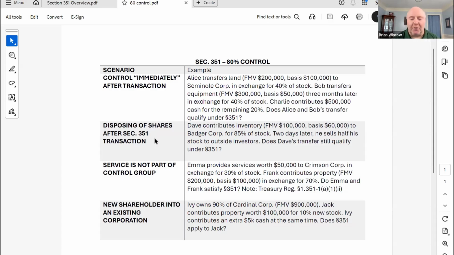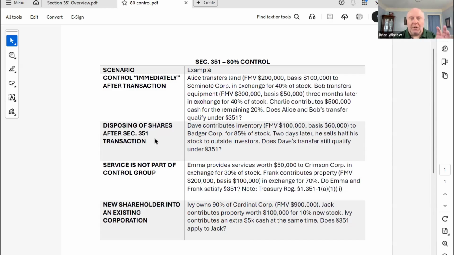Right? So if we look at this example, Dave contributes inventory, fair market value of 100,000, basis of 40,000. So when I'm looking at that, I am seeing a realized gain of $40,000. So Dave contributes inventory. It has a realized gain of 40,000 to Badger Corporation for 85% of the stock. 2 days later, he sells half his stock to outside investors. Does Dave's transfer still qualify under Section 351? Well, Dave met 351, property for stock, 80% control, because it looks like he's the only shareholder, but even if he isn't, he still has over 80% control because he has 85% control.